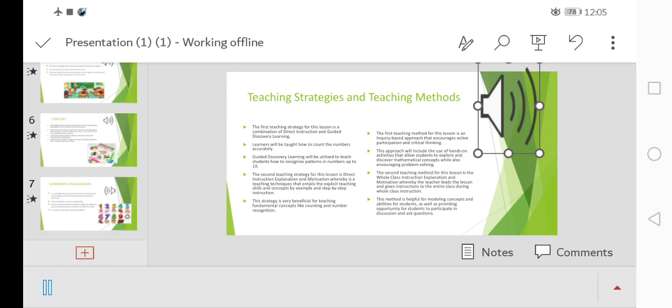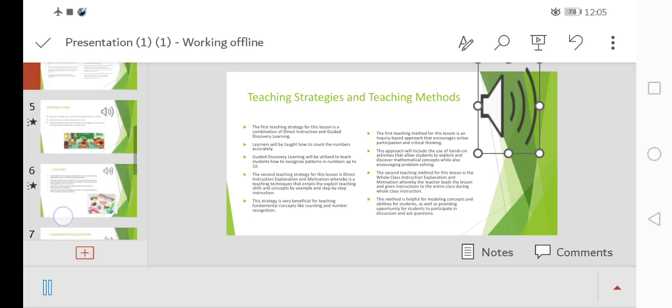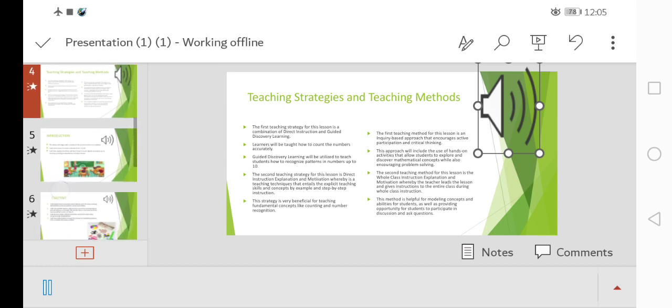The second teaching method is the whole class instruction, explanation, and motivation, whereby the teacher leads the lesson and gives instruction to the entire class. This method is very helpful for modeling concepts and abilities for students, as well as providing opportunities for students to participate in discussion and to also ask questions.